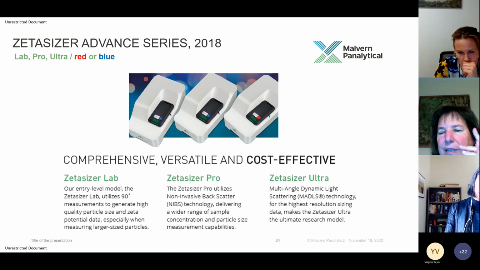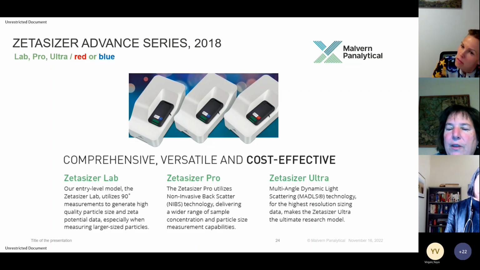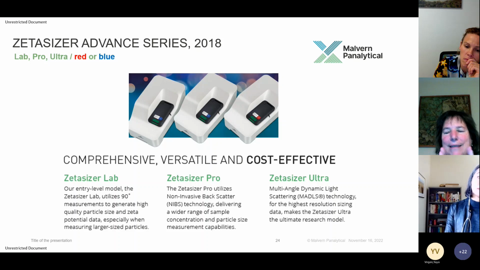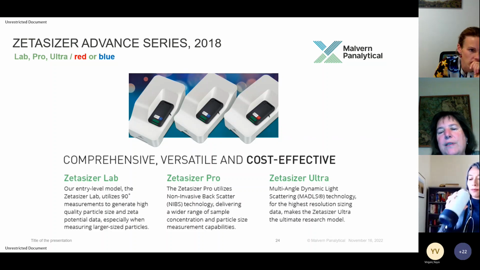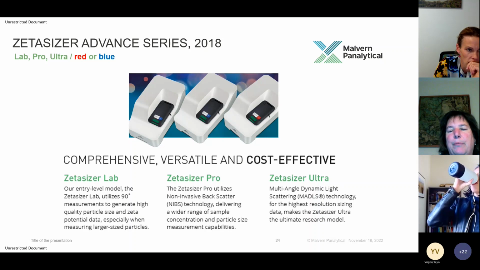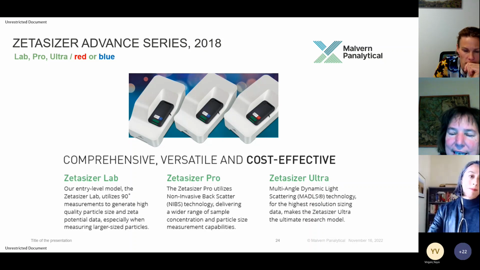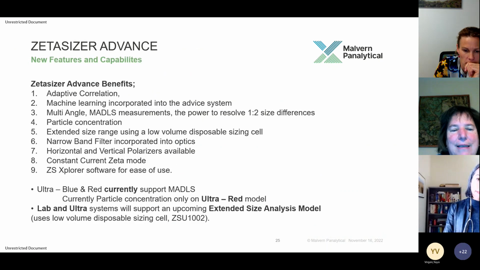And I'll be showing you some data to explain that it really provides much higher resolution data if you combine the results from those 3 angles, which is what the measurement does. It's not combining the peaks, the size peaks, from the 3 measurements. It's actually combining and weighting the correlation functions from the 3 angles and providing much higher resolution data, as well as particle concentration data. And you'll see that in coming slides.